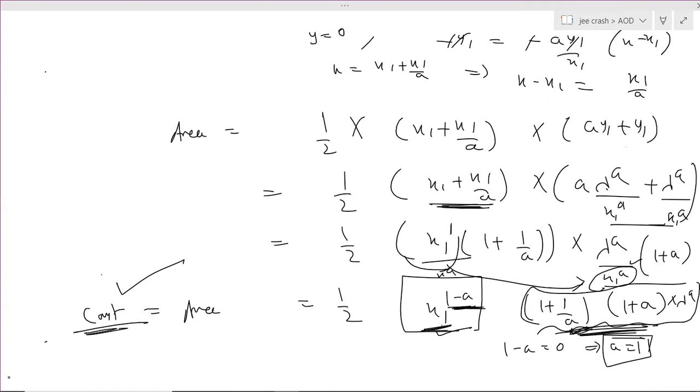They are asking the area has to be constant. So can I say if the area is constant, that means it is independent of any variable? Yes, sir. So if it is independent of any variable, then the power has to be 0. Yes. So if the power is 0, then the value of a is 1. All right, the questions can be lengthy, I know, but they're pretty easy.